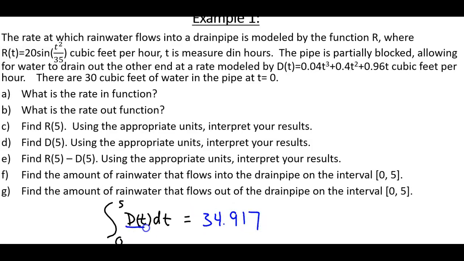And once again, the units of the rate of change in which it was going out was cubic feet per hour, but we're multiplying it by time when you integrate it, and that leaves us just with cubic feet. And so once again, this just means that's how much water left the pipe. So the pipe had 22 added in, according to our answer from part F, but over that same 5 hour period, 34 cubic feet left the pipe. So more water left the pipe than went into it on that first 5 hour time period.